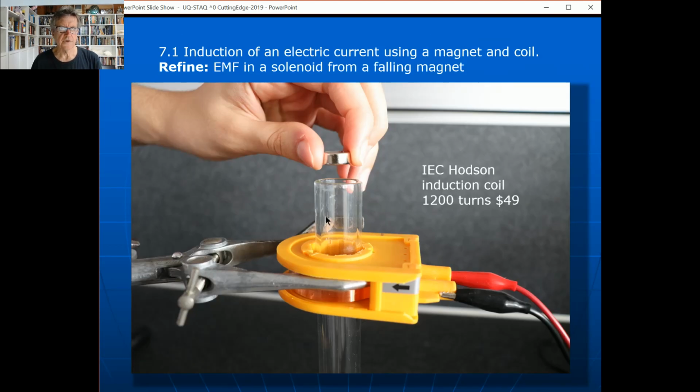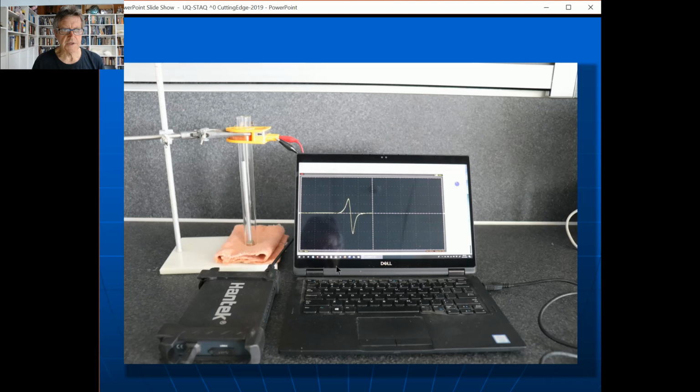Here's a neat little one you can actually do. All I did was have a glass tube through one of these induction coils. There's 1,200 turns. You can buy them from IEC, they're about $49. Drop the magnet through and you'll get a magnetic field being produced as it goes in, and nothing when it's in the middle, and then as it comes out you get the reverse field. So look, I did this. I was using one of these Handtech oscilloscopes, and we dropped it through, and there's the reading we got.